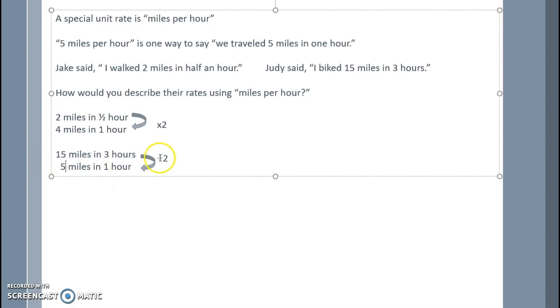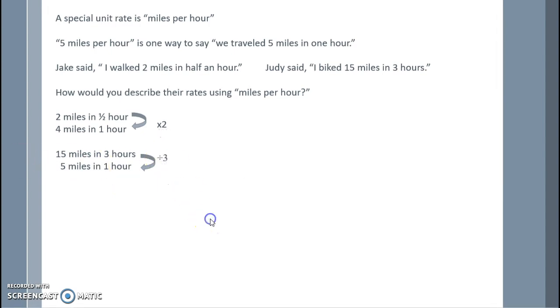Happy day. I'm just having a hard time right now, apparently. Okay. So 15 divided by 3 is 5, and 3 divided by 3 is 1. So she biked 5 miles in 1 hour.